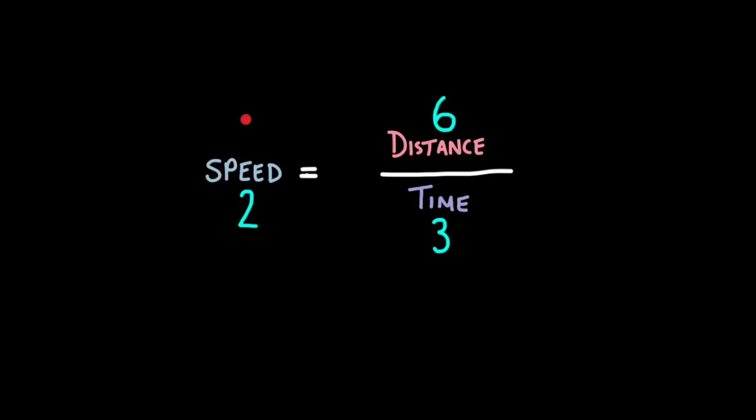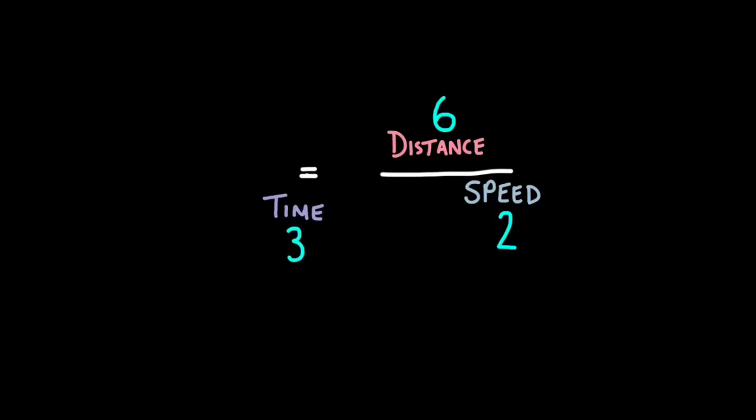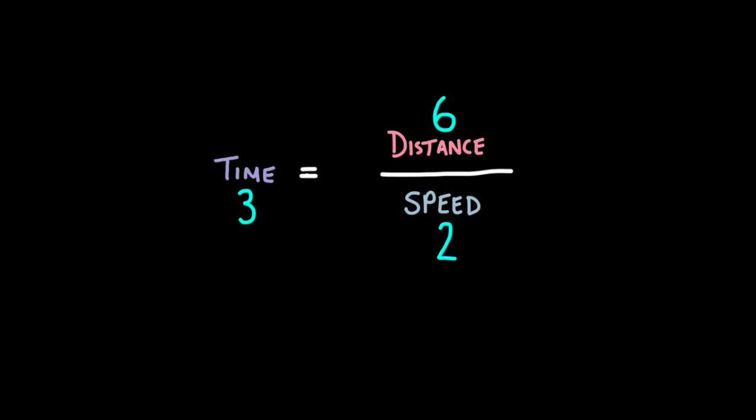So now that I've assigned figures to each of these factors, it becomes really easy to play around with this equation. For example, if I wanted to rearrange it in terms of time, I just have to think about these figures. Well, I need to get 3 because time equals 3. What do I have to do to 6 and 2 to make 3? Well, it's very easy. I just move speed here and time here, because 6 divided by 2 equals 3, so distance divided by speed equals time.